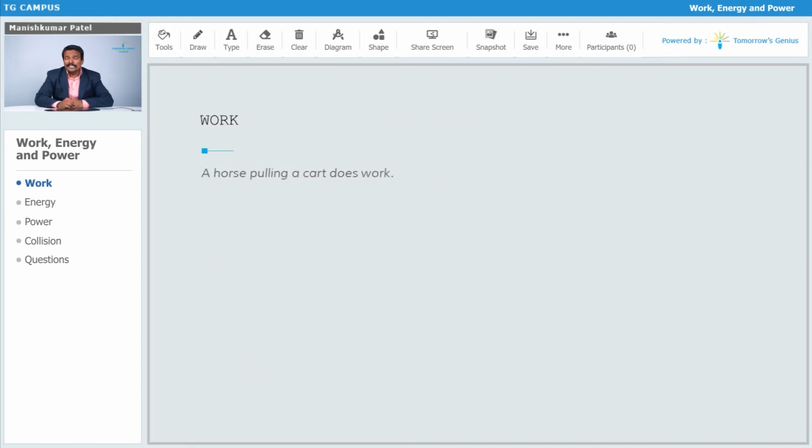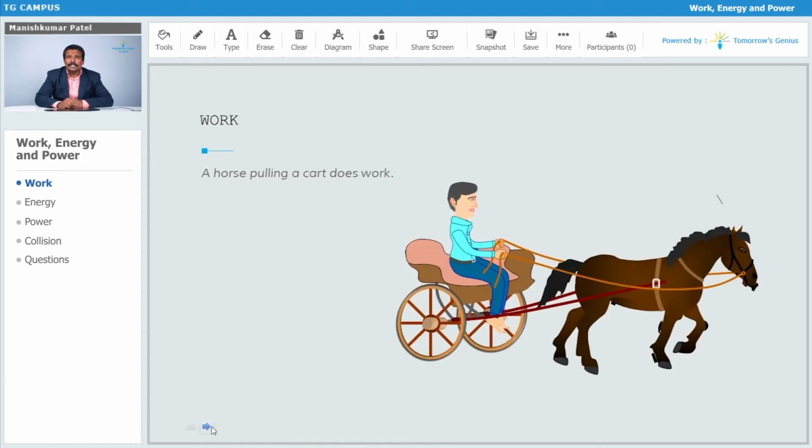Now, what is work done? For example, in this picture, you can see that the horse is pulling a cart. Obviously the horse is applying some force to pull that cart. So we can say for this case that the horse has done some work. It has applied some force, and because of the force, there is a displacement of that cart. This is how we can define work done.